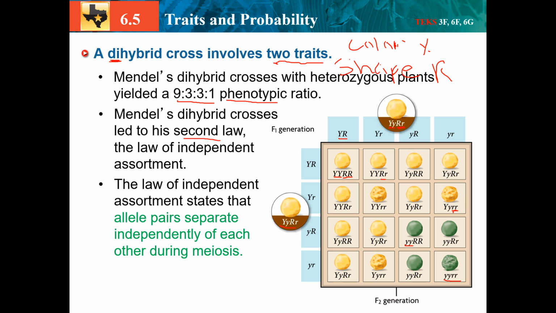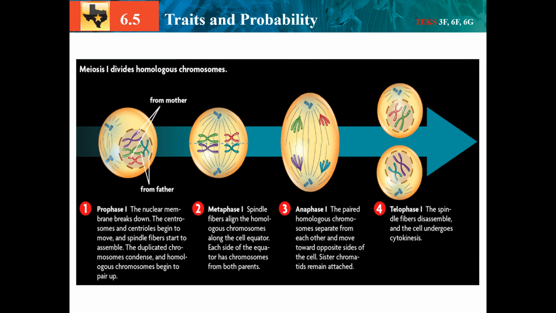And so the law of independent assortment states that allele pairs separate independently of each other during meiosis. So to remind you of the first stage of meiosis, because remember there's a meiosis 1 and then a meiosis 2 where you're going to be separating the chromatids. But in meiosis 1 is when you have the law of independent assortment. And it's referring to this part right here in metaphase 1.